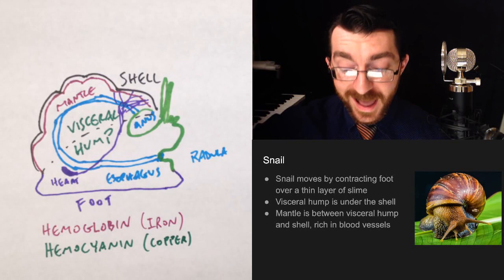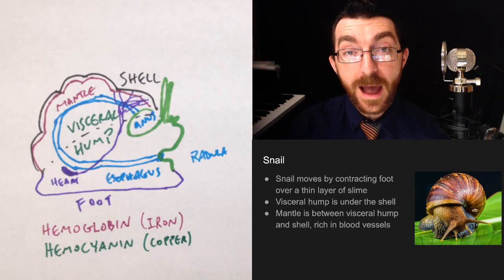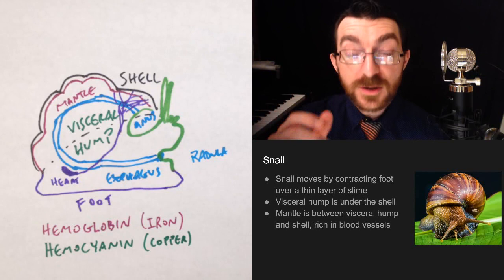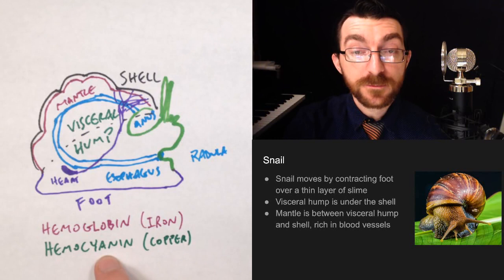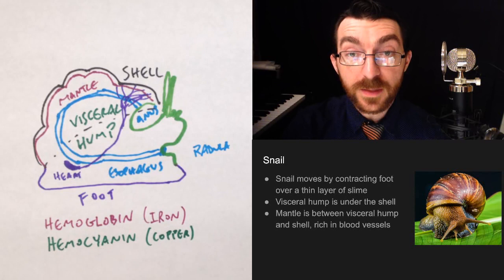It's also interesting to note that we transport our hemoglobin through our blood with red blood cells. That's not actually how mollusks do it. Their hemocyanin is just freely distributed in the fluid that's transported through their blood vessels. So they don't even have blood cells like we have.